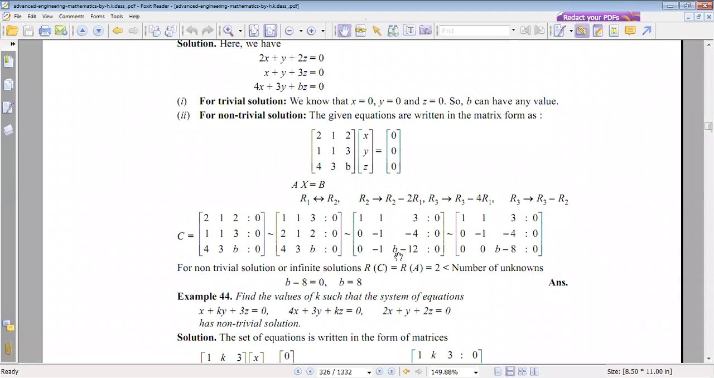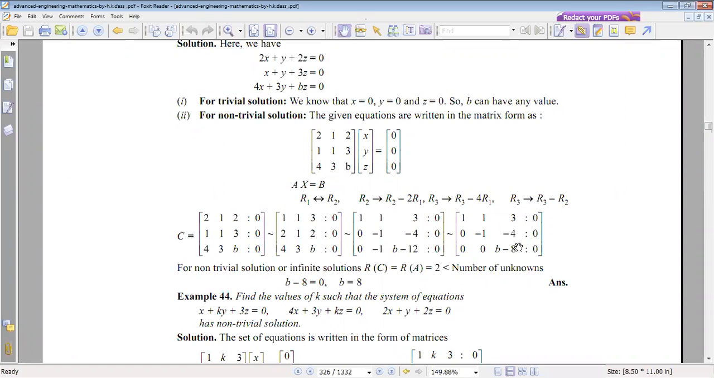So you got this as minus 1. Again, you can make this equal to 0 by using this. How can you make this equal to 0? Row 3 tends to row 3 minus row 2. So minus 1 minus minus 1, minus minus will become plus. Again, b minus 12 minus minus 4, that means b minus 12 plus 4. So it will be b minus 8. Now this is the matrix A.